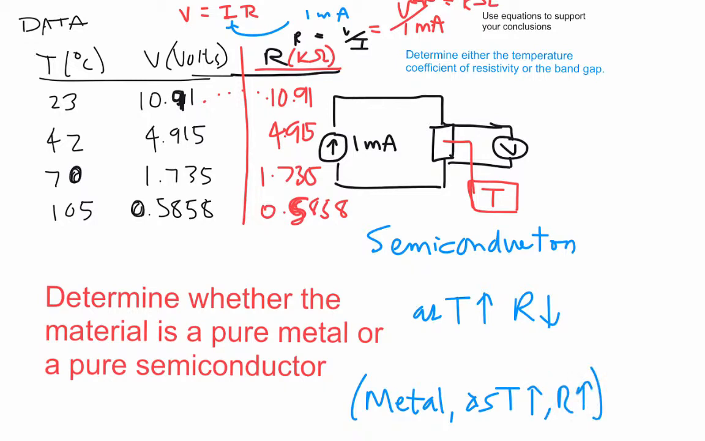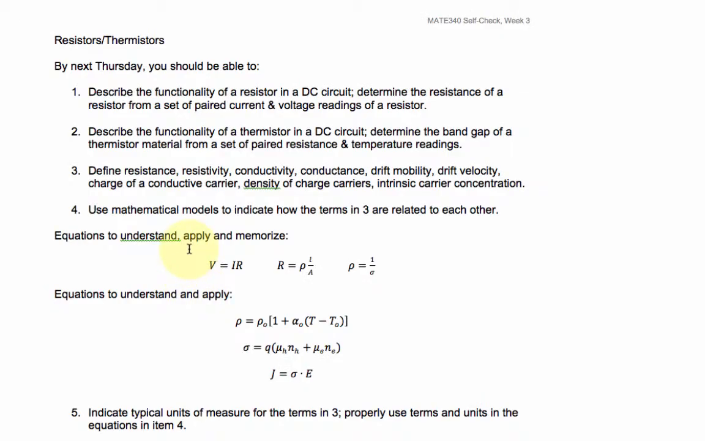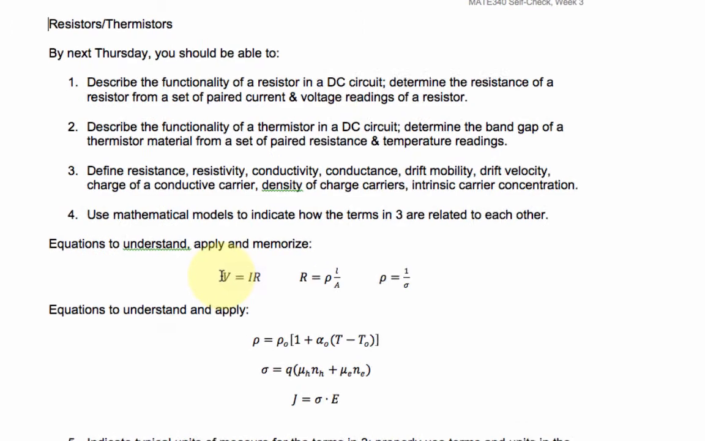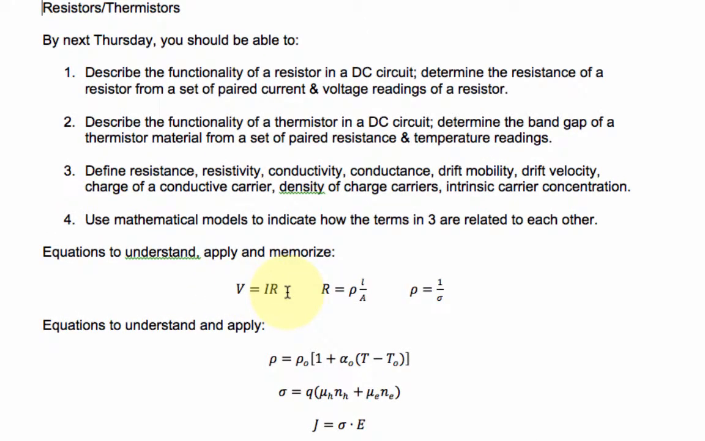So let's now turn to the equations that we have for conductivity and resistivity. So here are your equations, the three that I'm imagining that you'll understand, apply, and memorize. V equals IR, we've already used that one. We've got resistance is resistivity times length over area, and the resistivity is 1 over the conductivity. So the equations I was hoping you'd apply and understand are these down here, which link into these. So let's take a closer look at these equations.